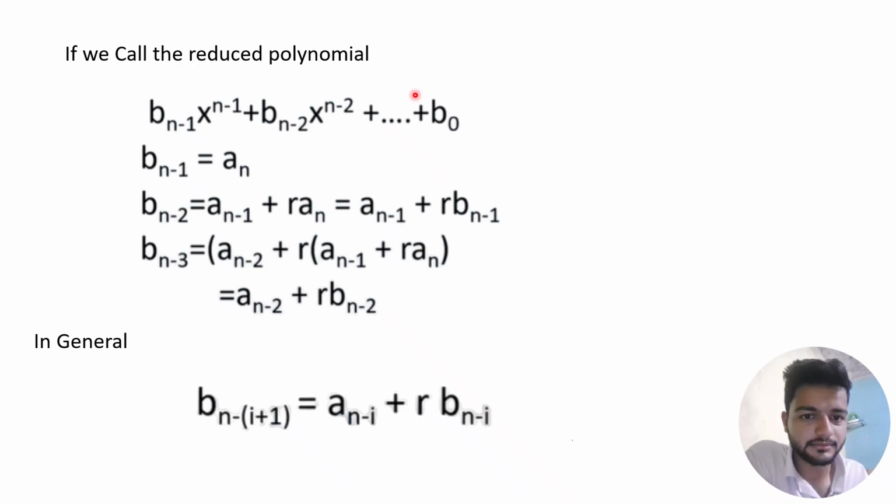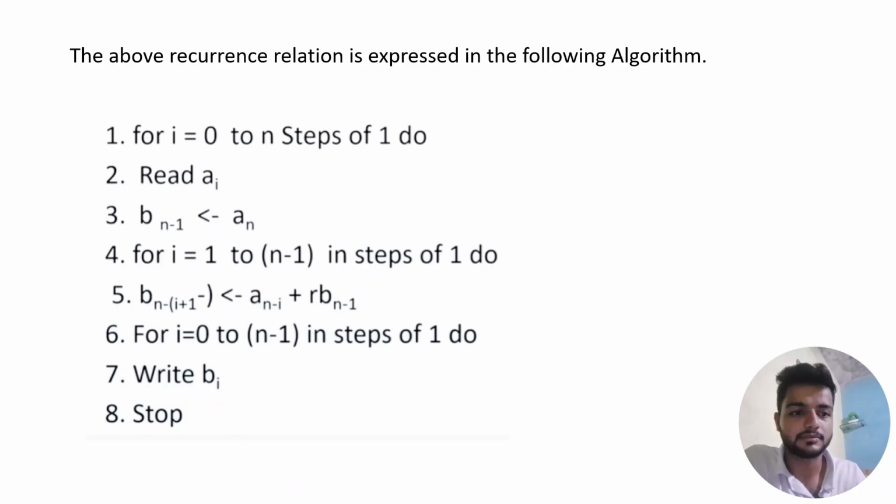In general, we'll get b n minus 1 is equal to a n. Using this we can obtain b n minus 3 is equal to a n minus 2 plus r into b n minus 2. In the general equation we will write b n minus (i plus 1) is equal to a n minus (i plus 1) term plus r dot b n minus i term. The above recurrence relation is expressed in the following algorithm.